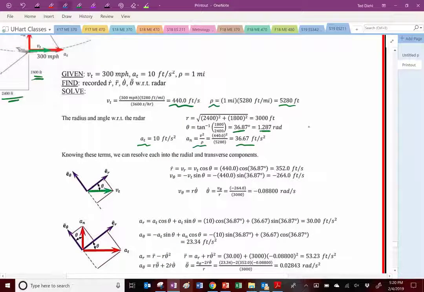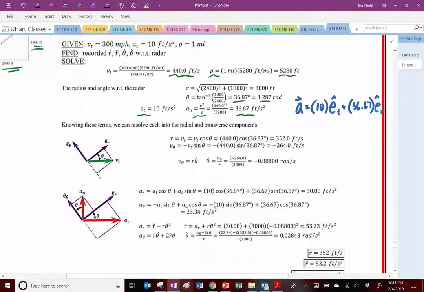What we could do with this, just to make this clear, and I didn't do it here, we could write that the acceleration, by the way, I'm writing on this in laptop mode, so it's going to be kind of ugly. So here's my acceleration. I could write that it's going to be 10 e_t right here plus 36.67 e_n.